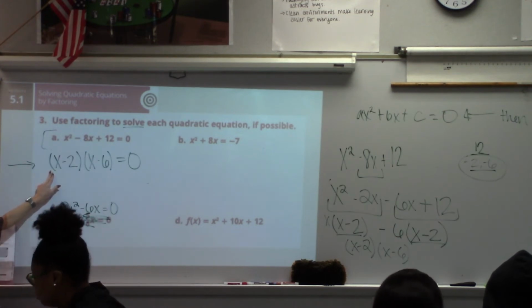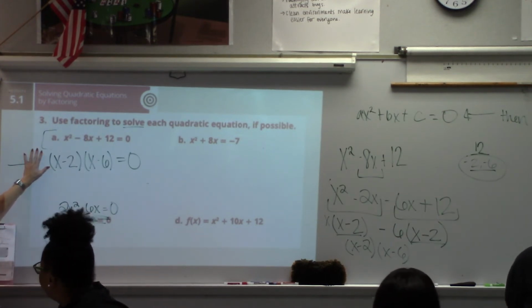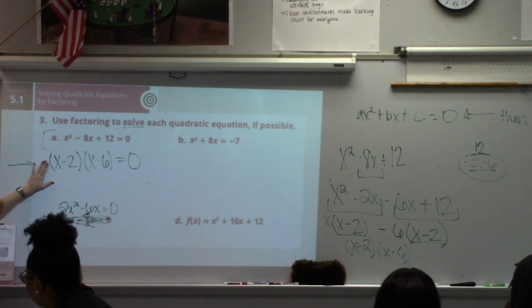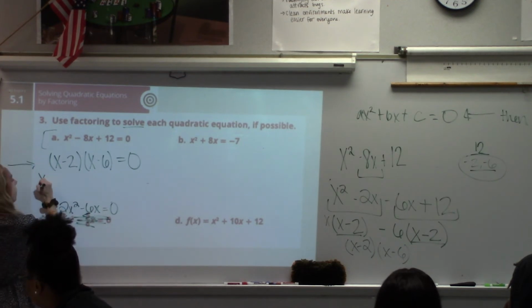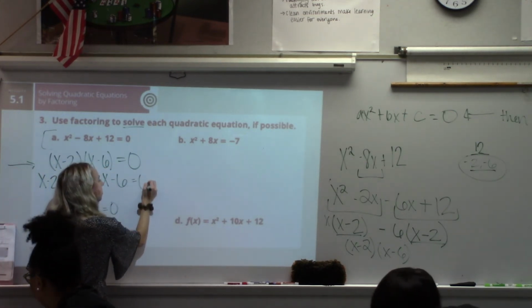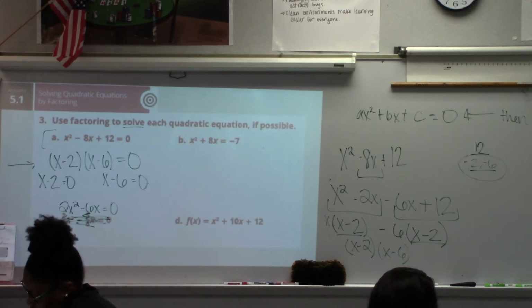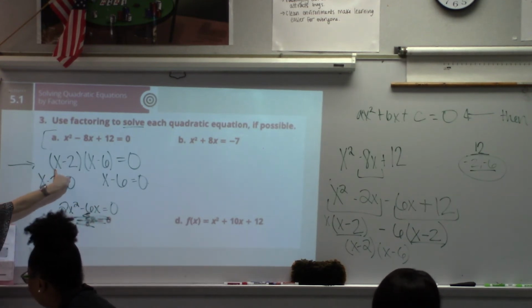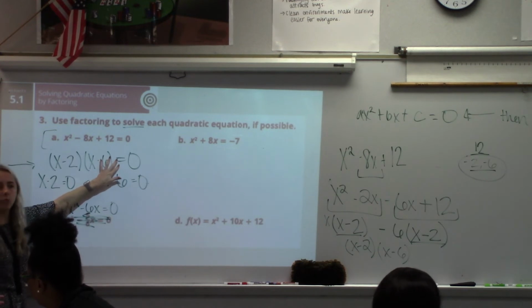Okay, so from here, let's think back to our previous unit. If you were at this point and we said, find the zeros of this quadratic function, what would you do? Set each factor equal to 0. Because what does the zero product property say? At least one factor has to be 0. If A times B equals 0, then either A or B equals 0. So that's what we're doing here. We're applying the zero product property.